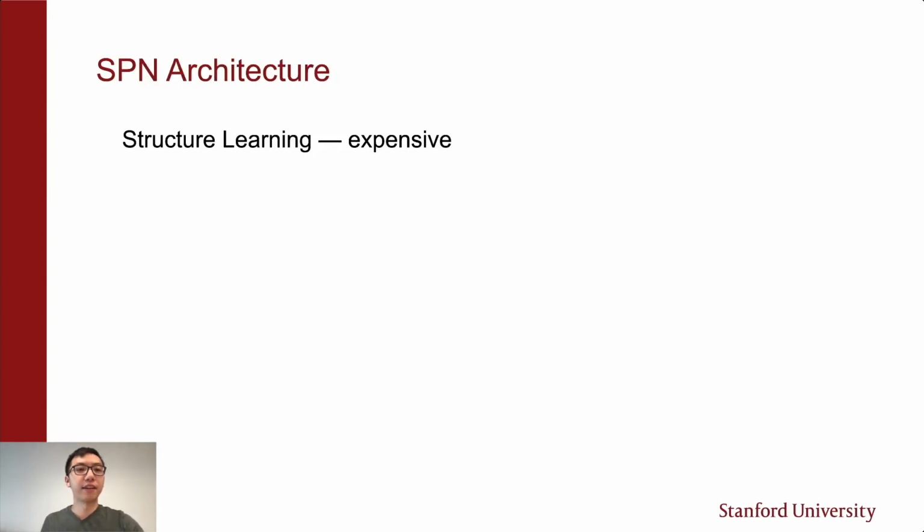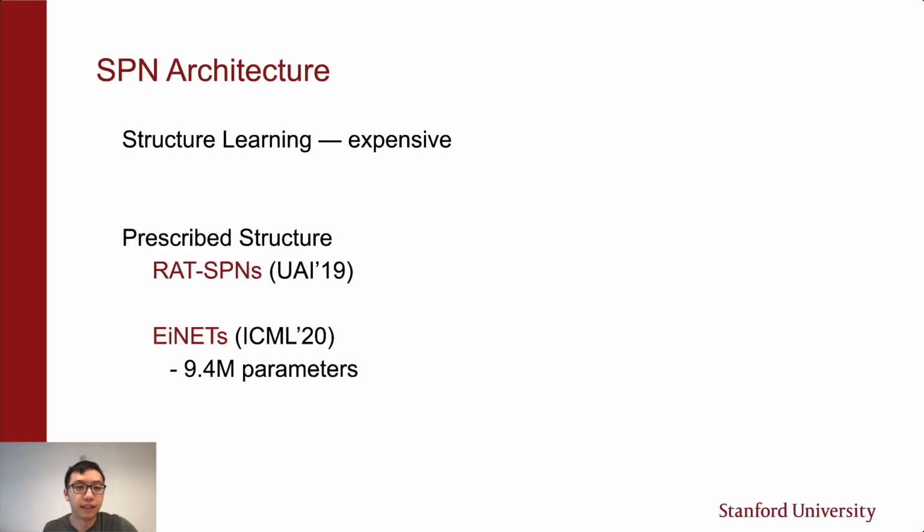So now that we know how sum product networks work, the question is, how do we actually learn the structure, the architecture of a sum product network? And by this, we're referring to the edges and the nodes, how they stack together in our network. One approach is to do structure learning, where we have an outer loop that decides where to add and remove edges, but this can be expensive.